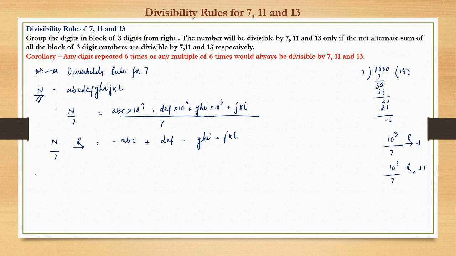So the rule is: group the digits in blocks of 3 from the right hand side. The number will be divisible by 7 if the net alternate sum of all the blocks of 3 digits is divisible by 7. So that is the case here.